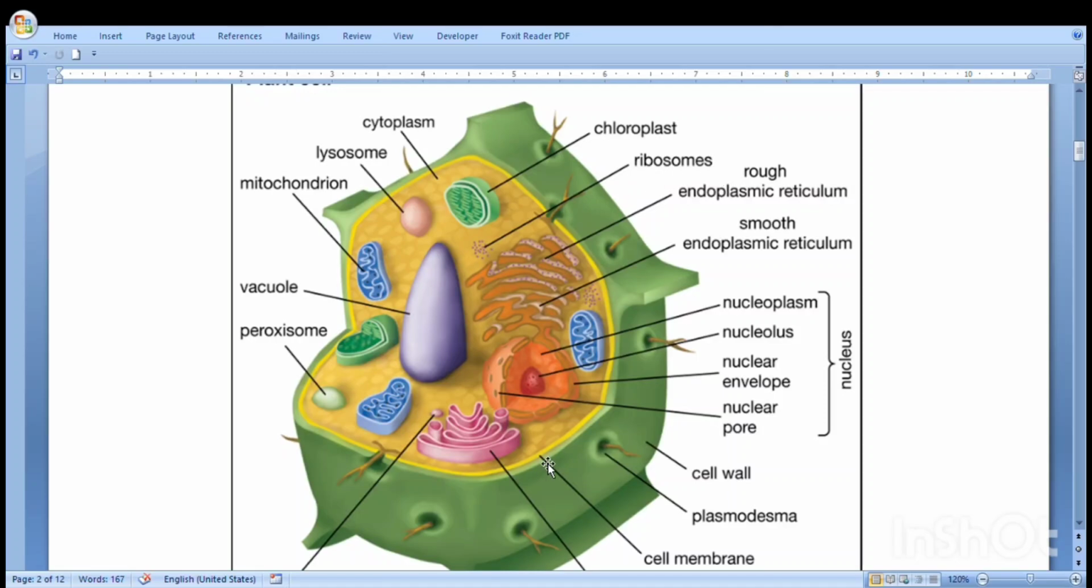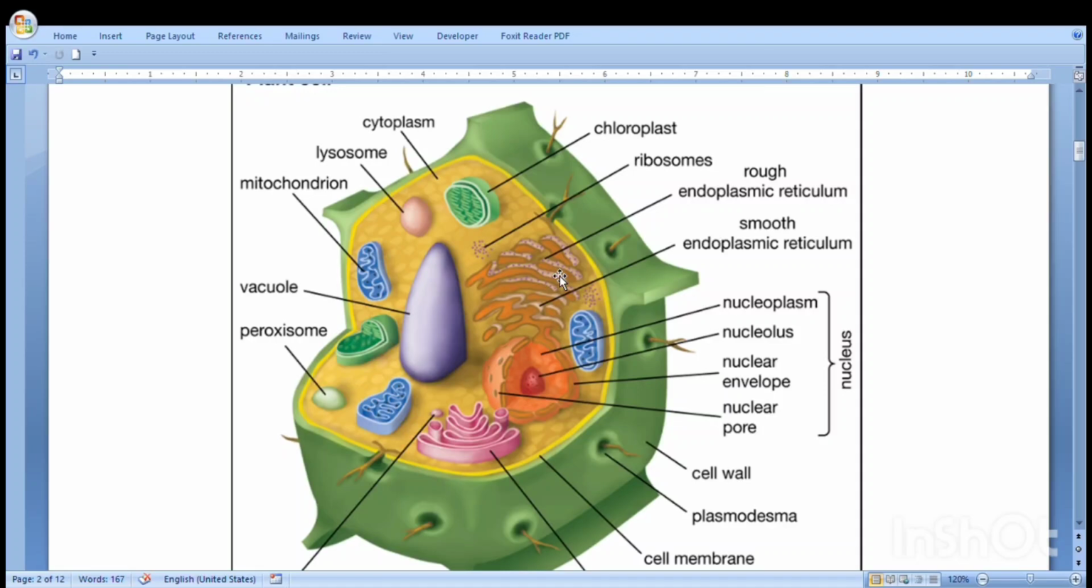So where is it present? It fills the space between the cell membrane and the organelles. Here is the cell membrane, here are the organelles. In between, what is this? This is the cytoplasm. It is present between the cell membrane and the organelles.